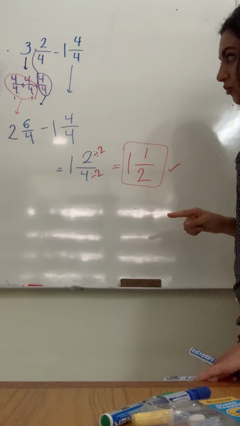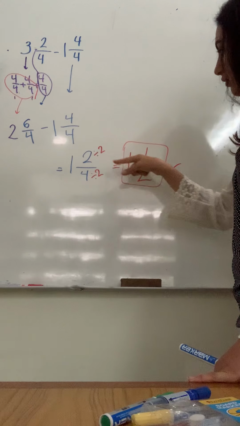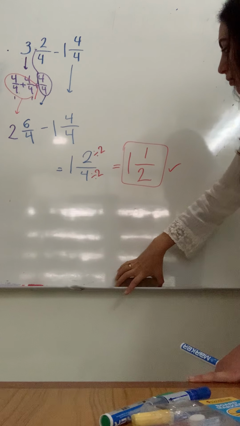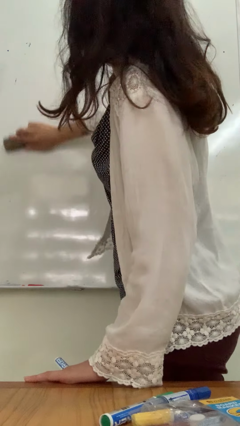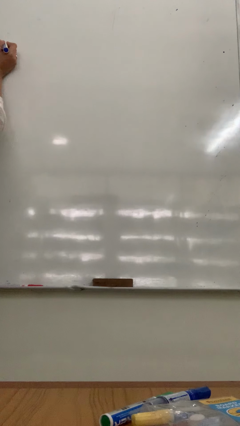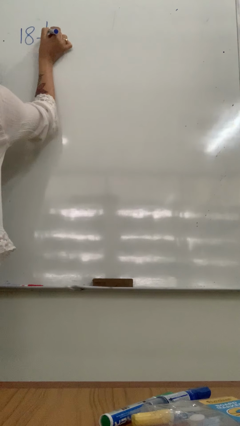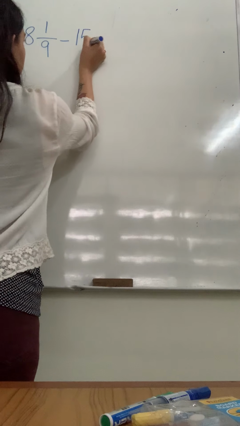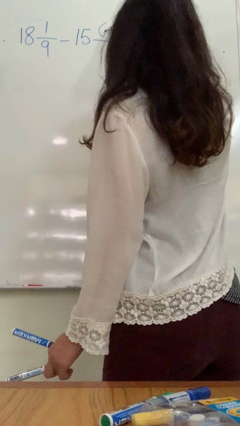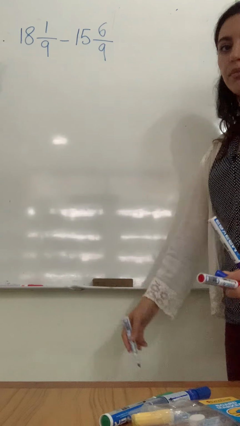Okay, I'm going to do another example. If you need to look at it more, just pause the video and look at how I did it again. But I'm going to write another example for you. Let's do another example. We have 18 1/9 minus 15 6/9. Okay? We're going to subtract this.